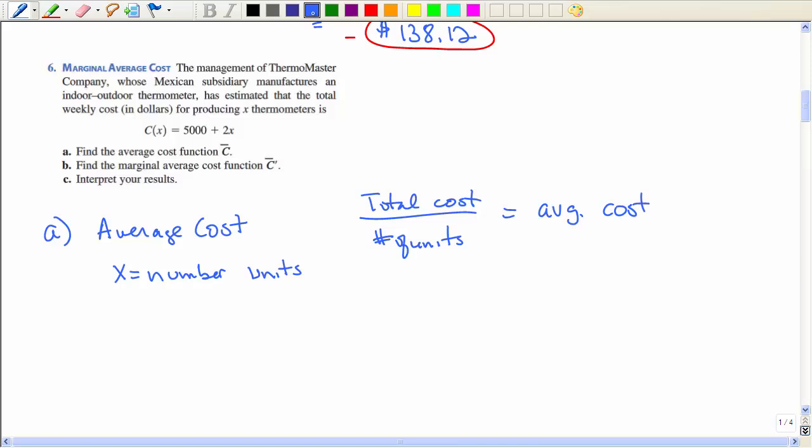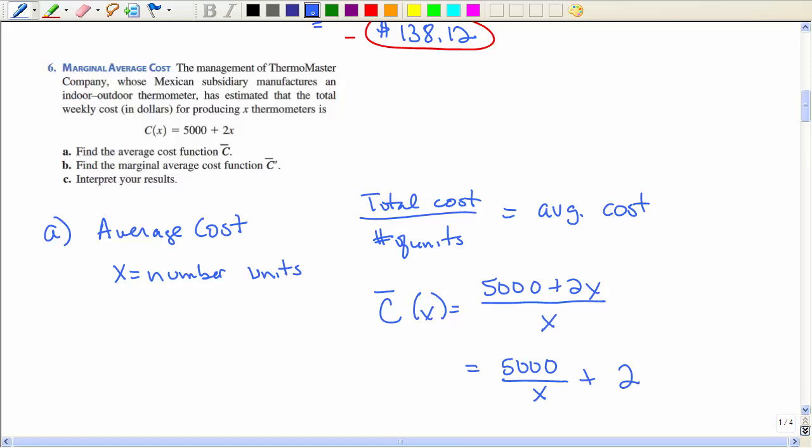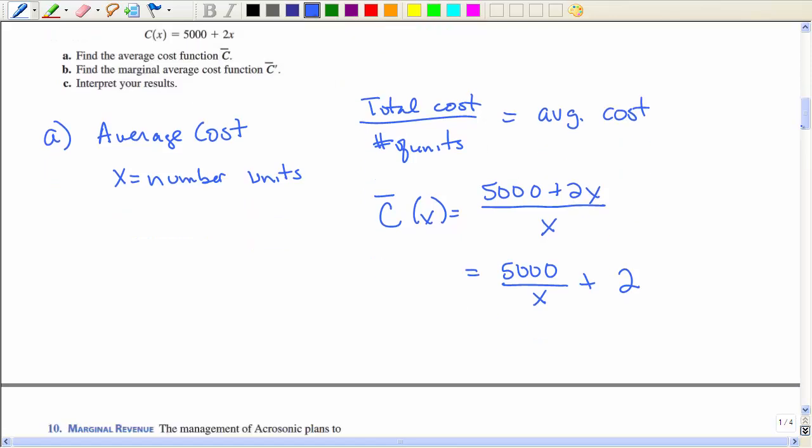So when it says to find the average cost, this bar on top of the C is the average cost. So we take the cost function and just divide by X. That's it. We could maybe separate that, it really doesn't matter. We could say 5,000 divided by X and 2X divided by X. The X's would cancel. But either one of those answers would be very acceptable.